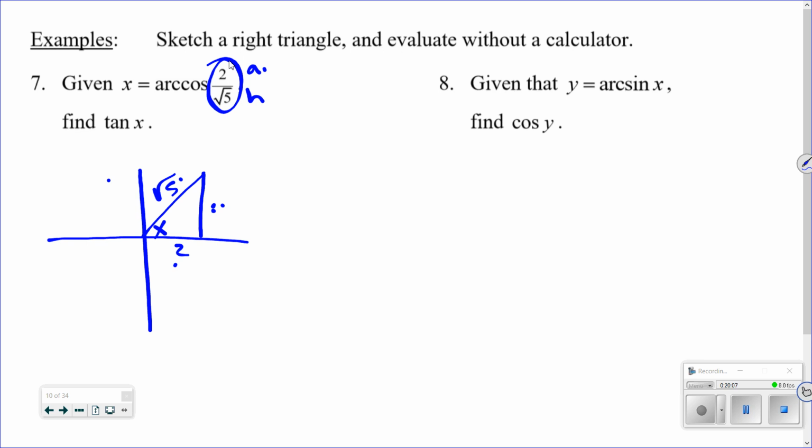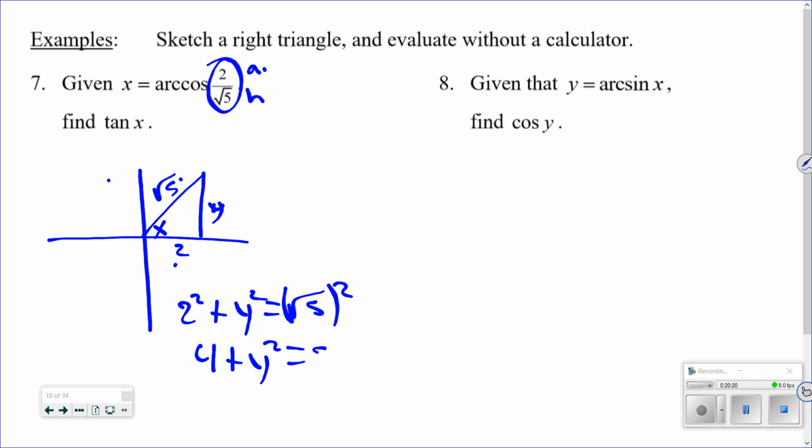So use Pythagorean theorem, 2 squared plus, let's just call that y. 2 squared plus y squared equals the square root of 5 squared. So we'd have 4 plus y squared equals 5, minus the 4 over, take the square root. So this side over here has to come out to be 1. Hey, once you got this done, this is easy now, right? Tangent of x, that's just opposite over adjacent. So the answer is a half.